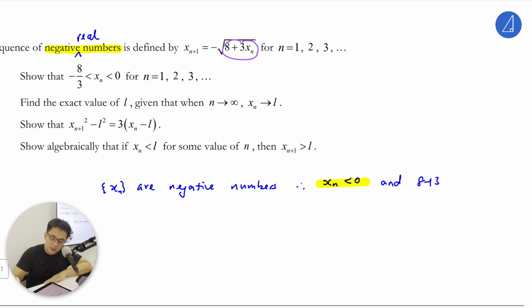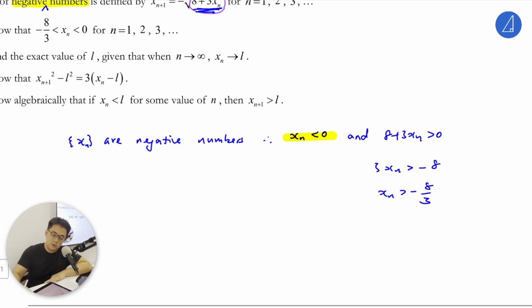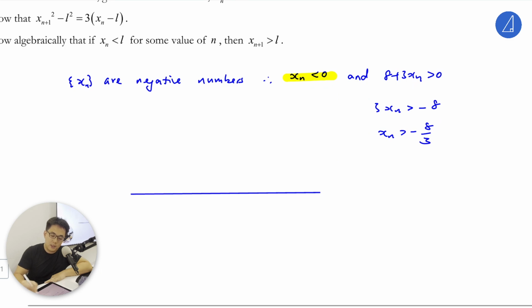8 plus 3xn has to be positive. Can it be equal to 0? Or it cannot be 0. Once it's 0, then it's no longer negative. Your square root of 0 is 0, so you cannot let this be 0. You have to be positive. So xn is bigger than negative 8 over 3. So you need to satisfy both of these on the number line.